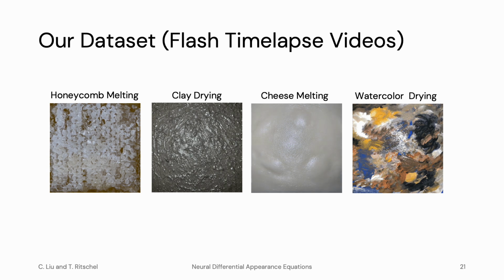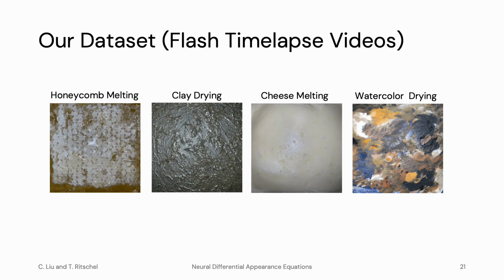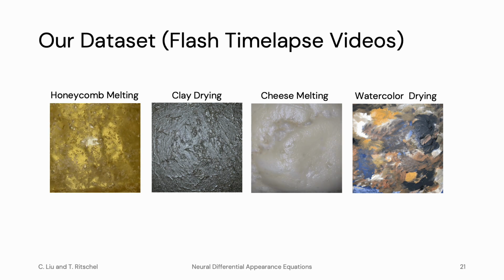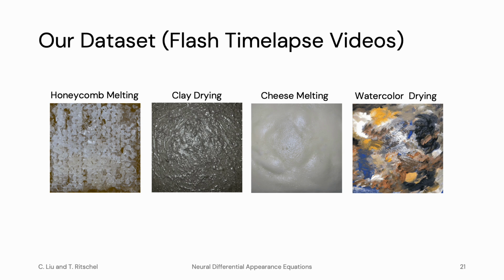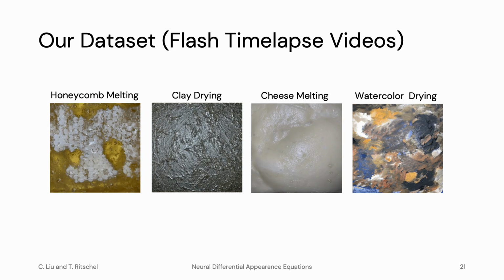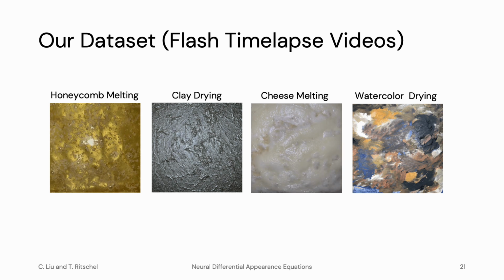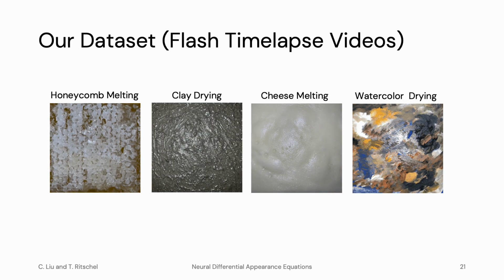Here are more previews from our dataset. We show two examples of drying and melting respectively. Some of them have been commonly used and researched in production, like clay. We further model its drying process. Some of them are a bit exotic, like food appearance, such as cheese and honeycomb. This could also be a serious topic because they happen almost every day in our daily life, while remaining rather unexplored.